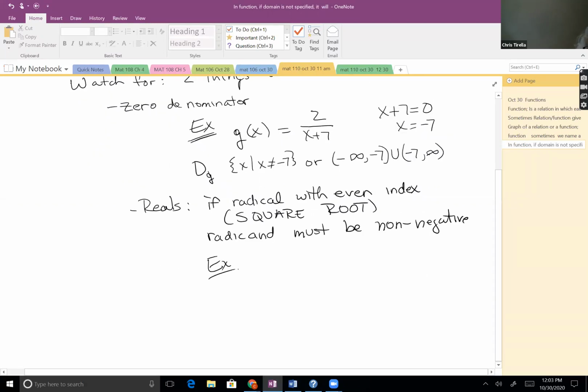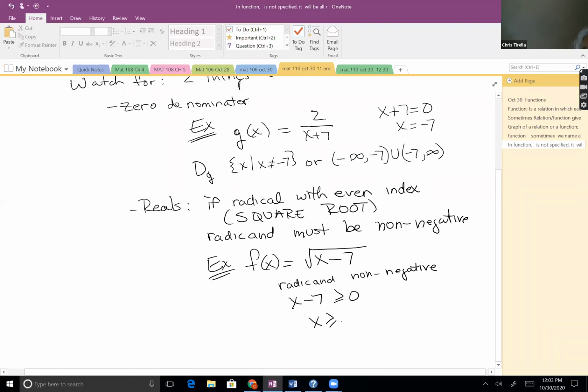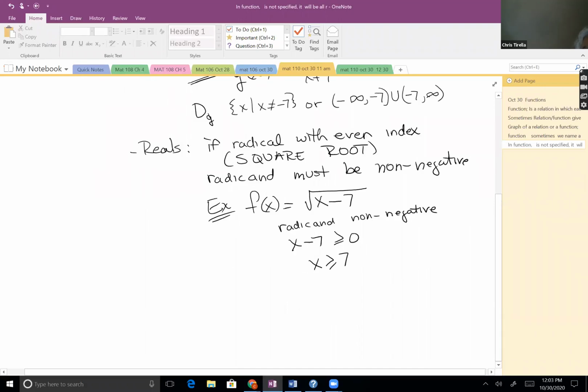And so what does that mean? If I have f of x equals the square root of x minus 7, to say that the radicand is non-negative means that what's underneath the square root, x minus 7, has to be greater than or equal to 0. So that gives me x is greater than or equal to 7.